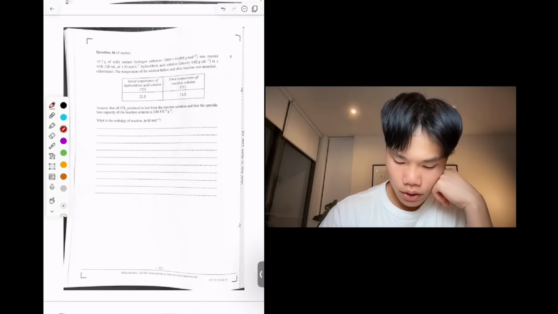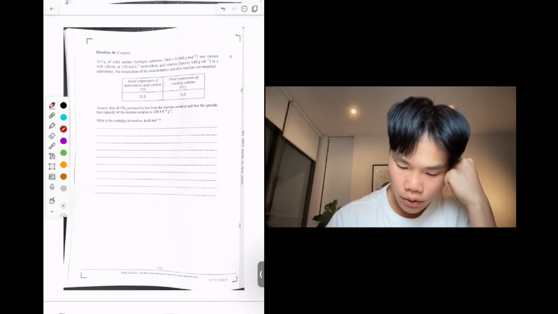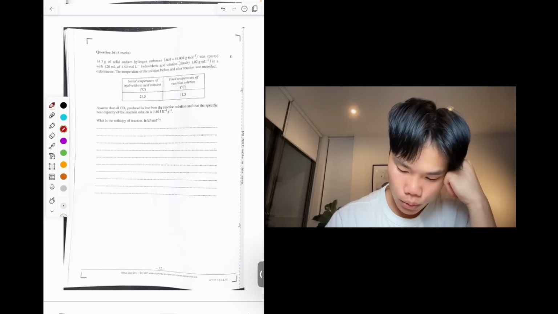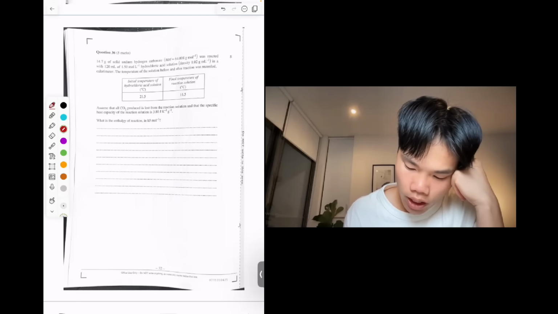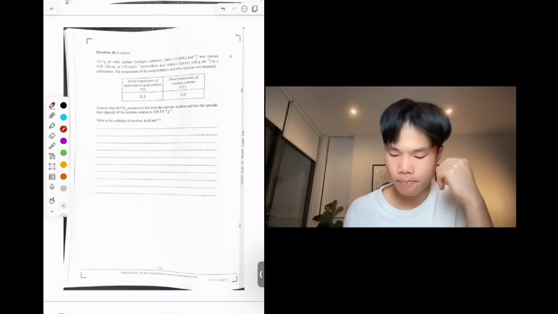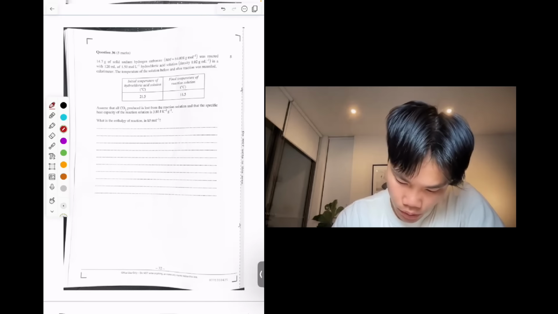Okay, question 36. 14.7 grams of solid sodium hydrogen carbonate was reacted with 120 mL of 1.5 mole per liter hydrochloric acid with a density of 1.02 grams per mL in a calorimeter. The temperature of the solution before and after the reaction was recorded, goes from 21.5 to 11.5. Assume that all CO2 produced is lost from the reaction solution and that the specific heat capacity of the reaction solution is 3.8 joules per Kelvin per gram. What is the enthalpy of reaction? Okay, so fair bit going on here.